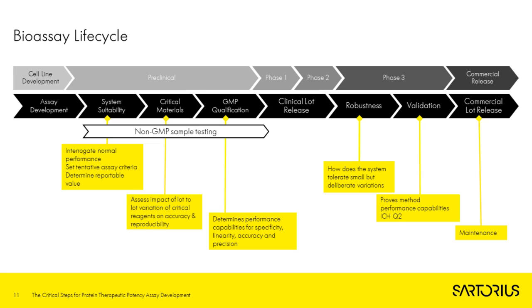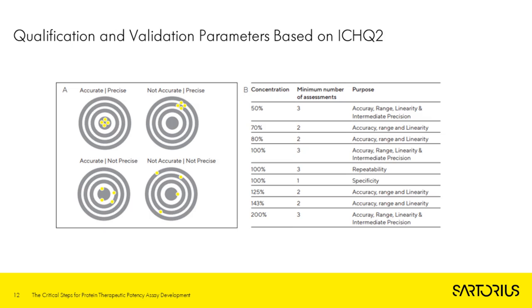And if a run fails a criteria, then we need to investigate that and look for an assignable cause for the failure, and to resolve that before the method can be considered fully validated. And the accepted guideline for the validation of assays has been ICHQ2, and this is the basis of the validation protocols which we use at Sartorius.